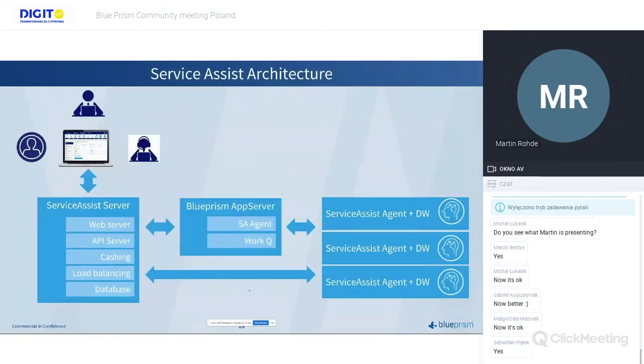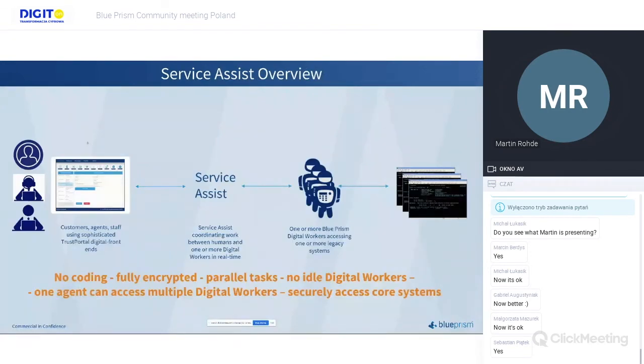At a very high level, we have our normal digital worker, our robot, as you know it and as you have seen it. And there's one component, the Service Assist agent, on this machine also. So this should be virtual machines. Then we have our classic Blue Prism application server, which I would call a black box. Of course, this is a solution of different components. It depends on the sizing and everything; we call it the Service Assist server, with all the necessary needs that we have to deliver this.